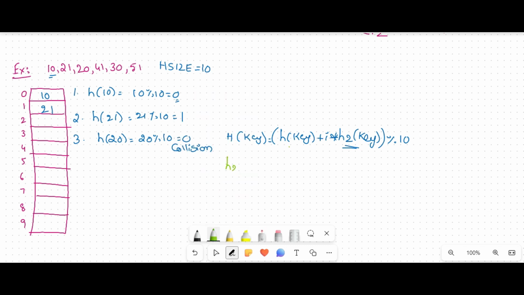Hash 2 of key equal to, what prime number will we consider? 7. 7 minus, what is the key here? 20. 7 minus 20 modulus 7. 7 2s are 14, 7 3s are 21, so we get 20 minus 14, which is 6, and 7 minus 6 is equal to 1. So hash 2 of key equal to 1 we got. Now we will substitute that 1.